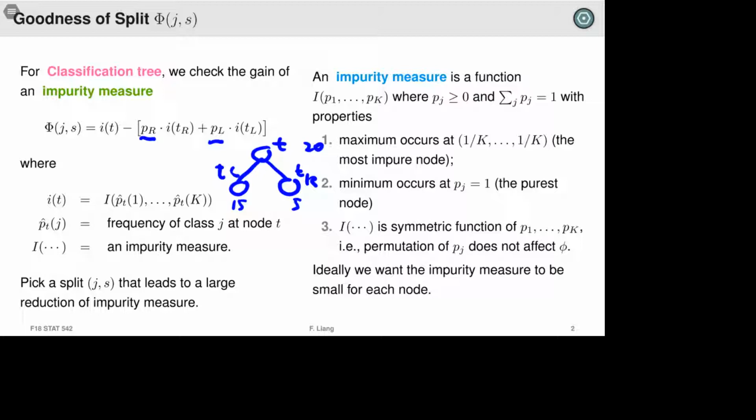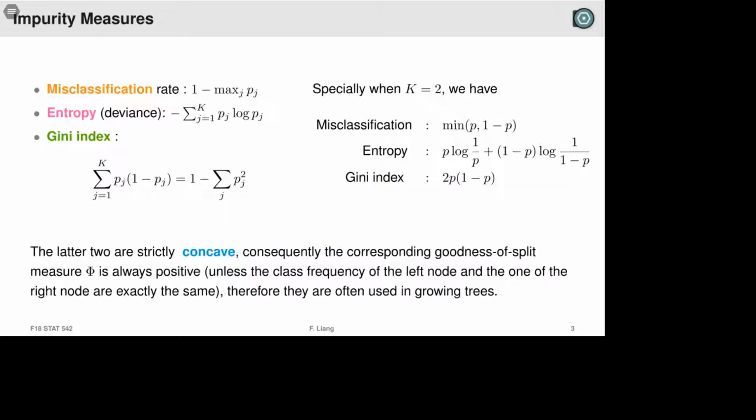Agree? So this is how we calculate the change, or the gain, of the impurity measure. We have our impurity measure if we don't do any split, and then we do the split and take a weighted average of the impurity measure from the two nodes, and we look at the difference. We pick the split that's going to give us the highest gain of the impurity measure, which is the biggest reduction of the impurity measure. Okay. So let's take a look at some examples of impurity measures.